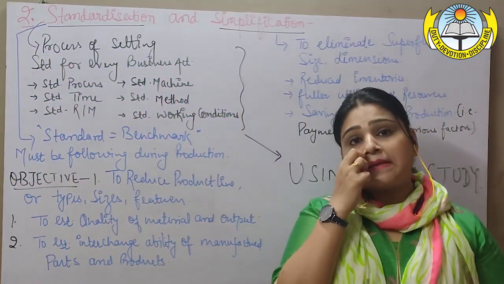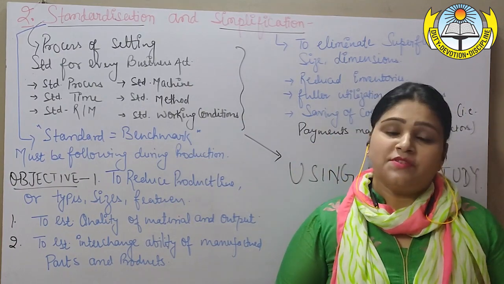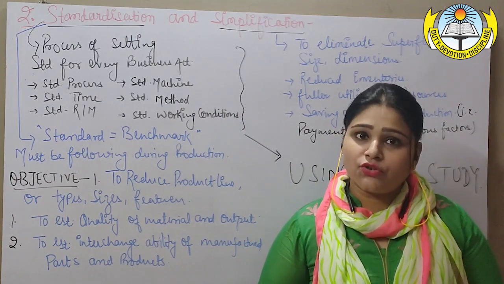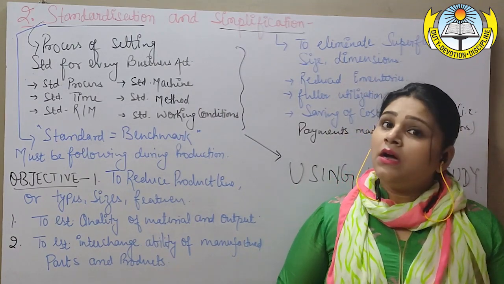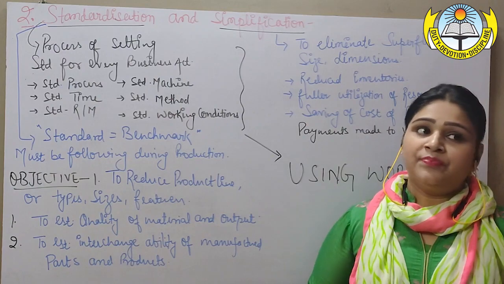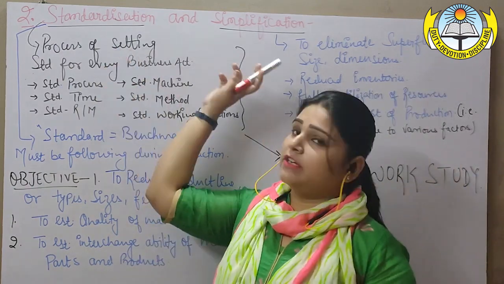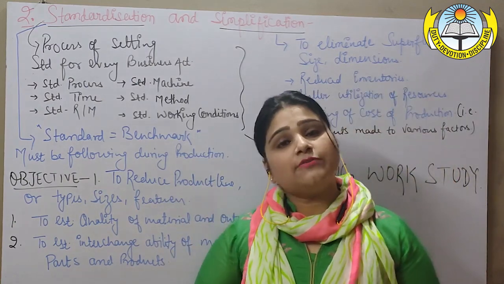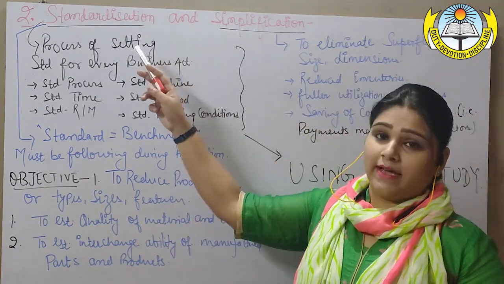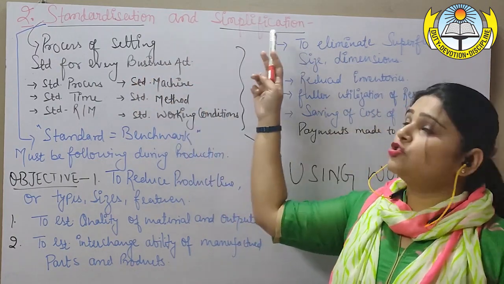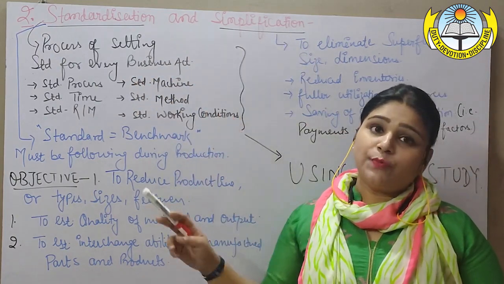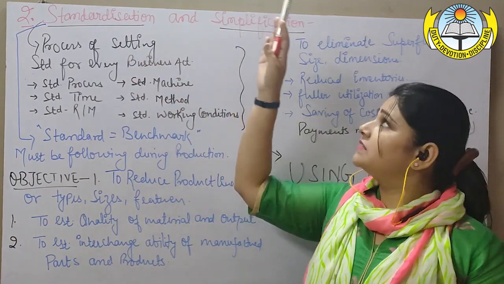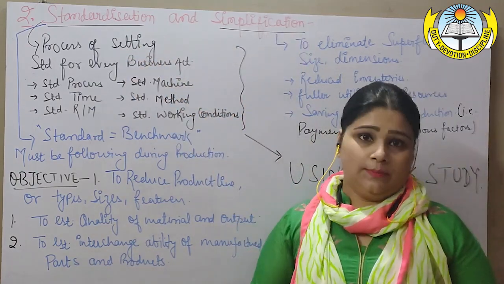The second major technique suggested by Mr. Taylor was standardization and simplification of work. Under this technique, Taylor has suggested two different terms. That is, the work given or assigned to the foreman must be standardized, also must be simplified, which means the organization must follow standardization as well as simplification as a tool.